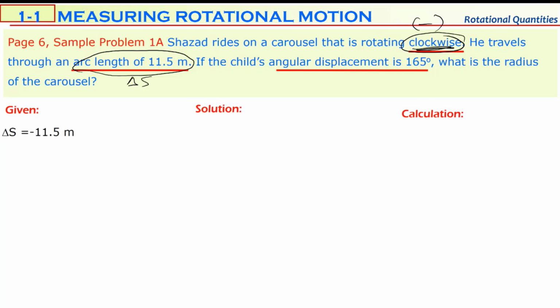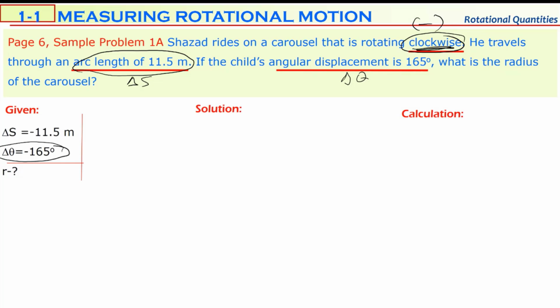If the child's angular displacement is 165 degrees, delta theta, as you see, the angular displacement here is given in degrees. So we are going to write it in degrees first. However, of course, negative again because it is clockwise. What is the radius of the carousel? Calculate R. We know the equation. However, if you are careful, the angular displacement is given in degrees, but we don't use degrees in calculations. We should first convert this degree into radian.